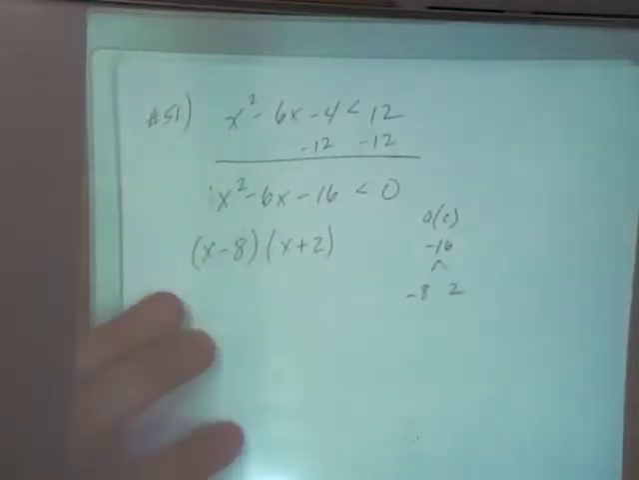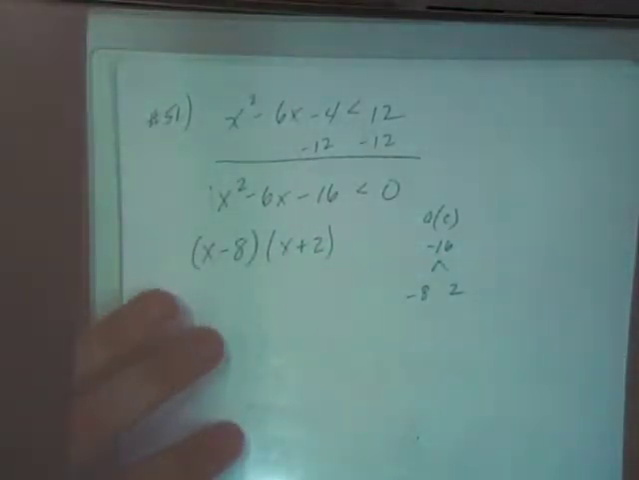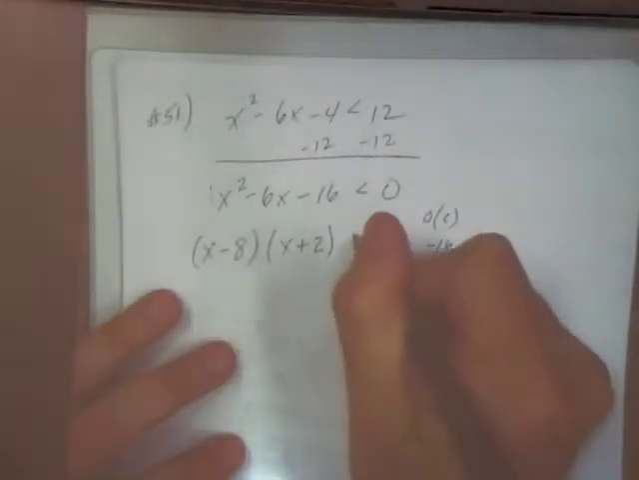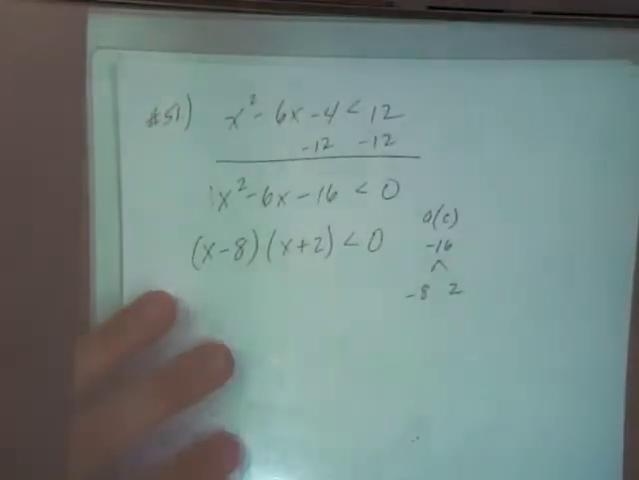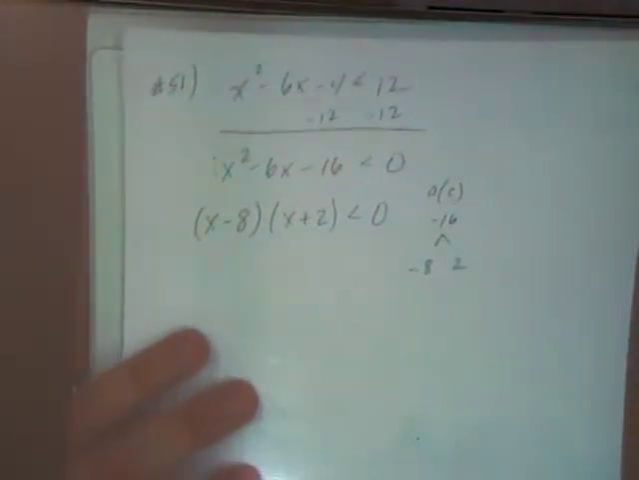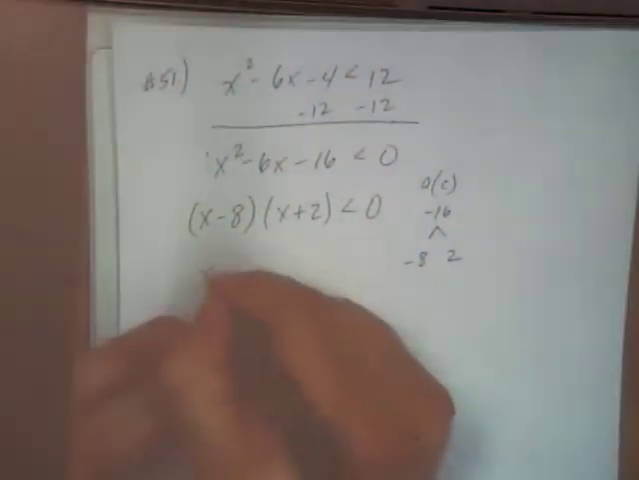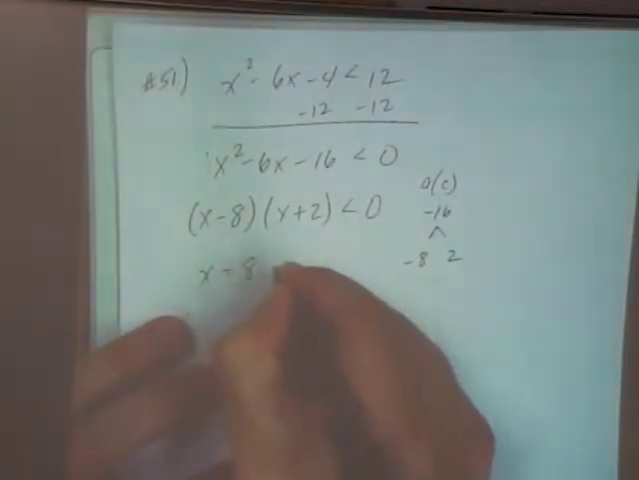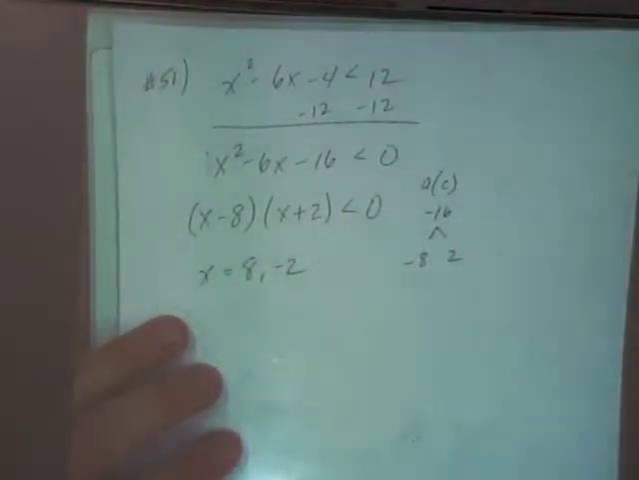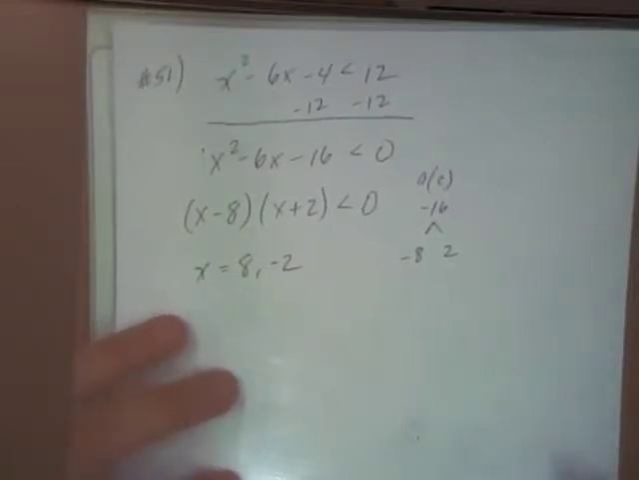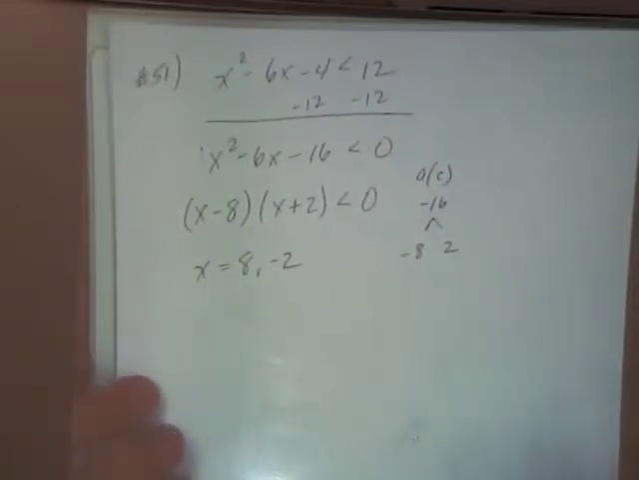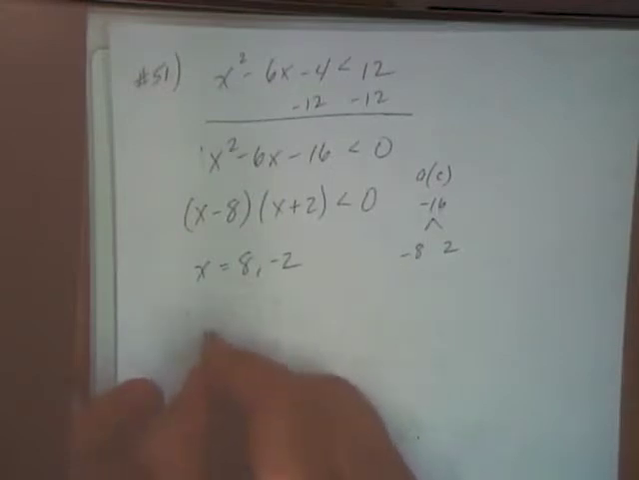Well, if the a was not equal to 1, what would we have to do? Split the middle term, right? Yes, and group it. I usually do that anyway. Do you? Yeah. Alright, so we've got x is 8 and negative 2, right? This is an inequality. What do we got to do now? Yeah, make a number line. Very good.